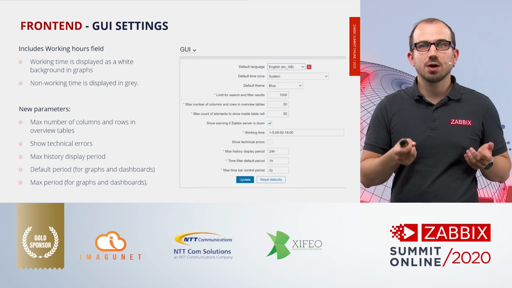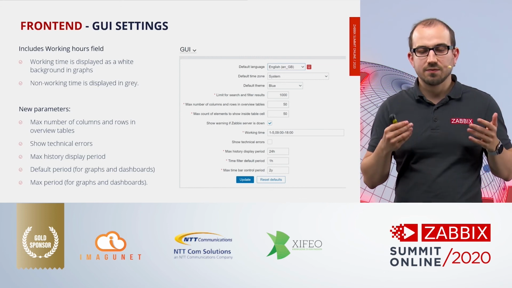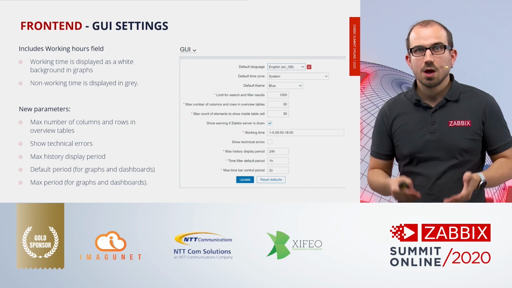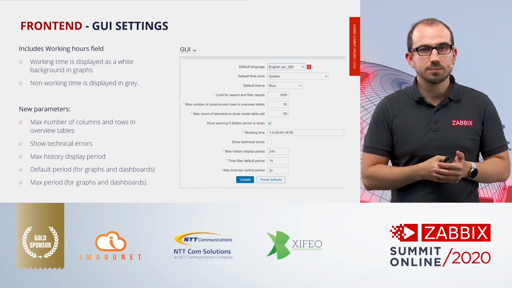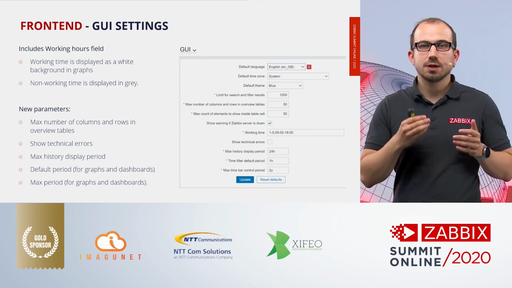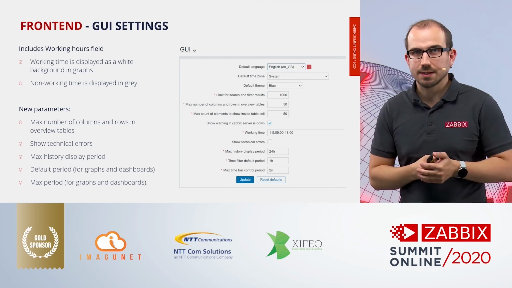Plus, max number of columns and rows in the overview tables was added. Now you can specify if anyone except the Zabbix super admin will be able to see technical errors and have that mini heart attack. Now you can hide it from them, keeping them calm and working with Zabbix pleasantly.